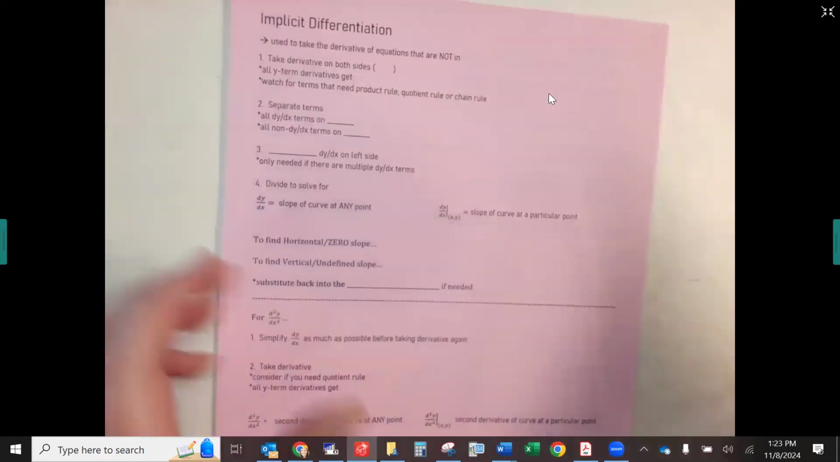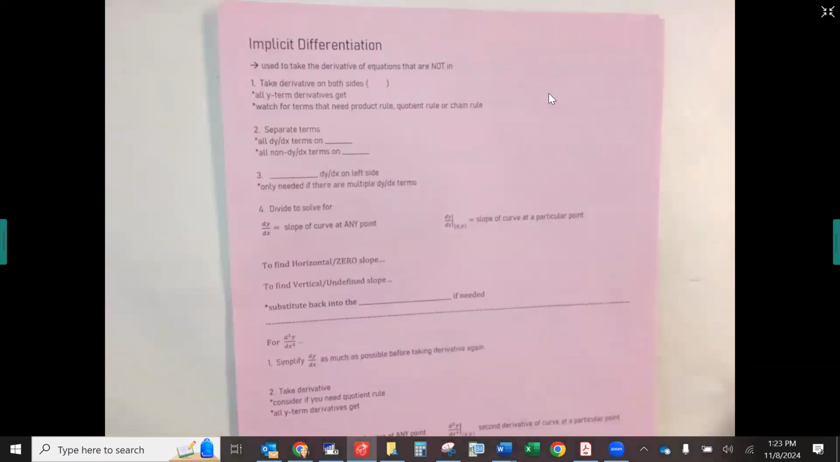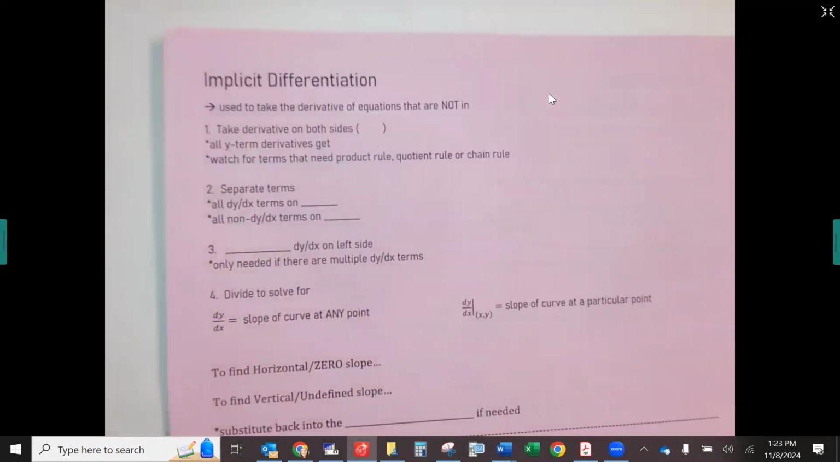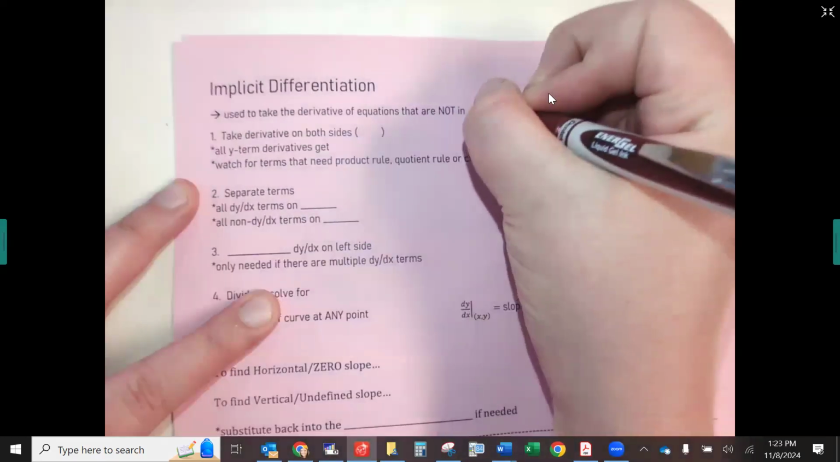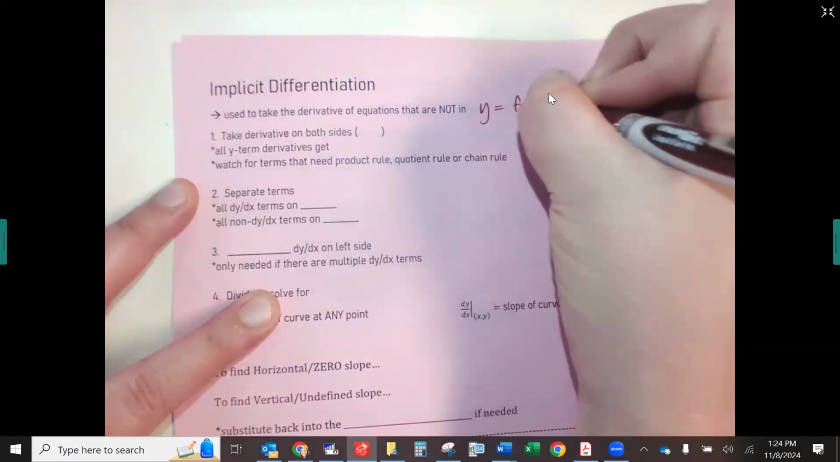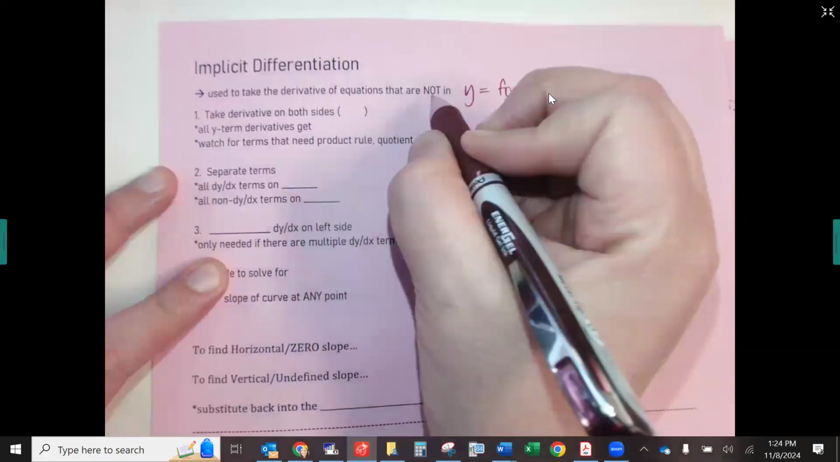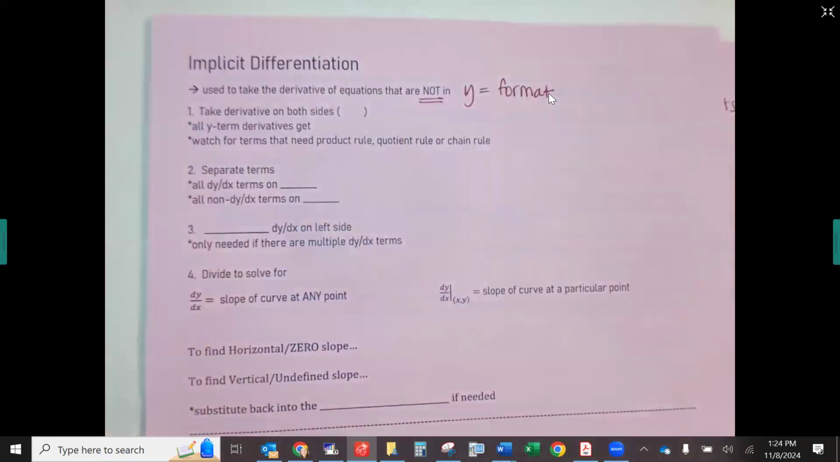All right, so let's look at your 4th and final cheat sheet for this test, starting with implicit differentiation. You are going to use implicit differentiation when you want to take the derivative of an equation that is not in y equals format. If it is not in y equals, implicit differentiation is how you're going to take your derivative.